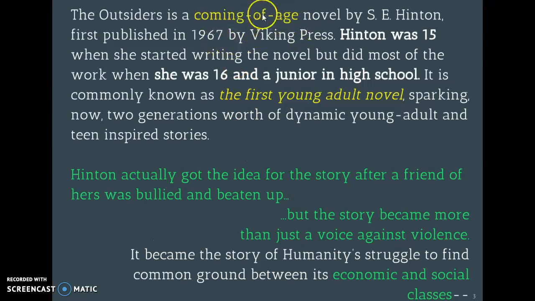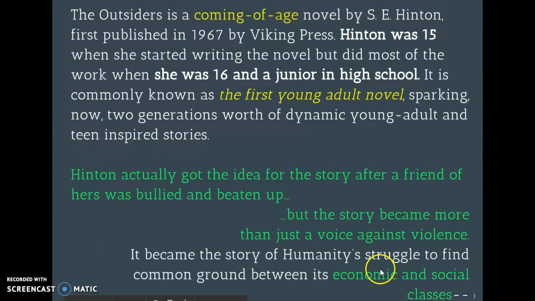Alright, so coming of age is usually a story about a younger character who learns to grow up in some way, shape, or form. They encounter some sort of struggle, and that's what we have here. Our main character is younger, and he's forced to mature and grow up through some conflicting events. The Outsiders was known as the first young adult novel, written by S.E. Hinton when she was 15 and 16 years old as a junior in high school. She got the idea for the story after a friend of hers was bullied and beaten up. But it became more than just about a voice against violence. It became the story about humanity's struggle to find common ground on its economic and social classes.